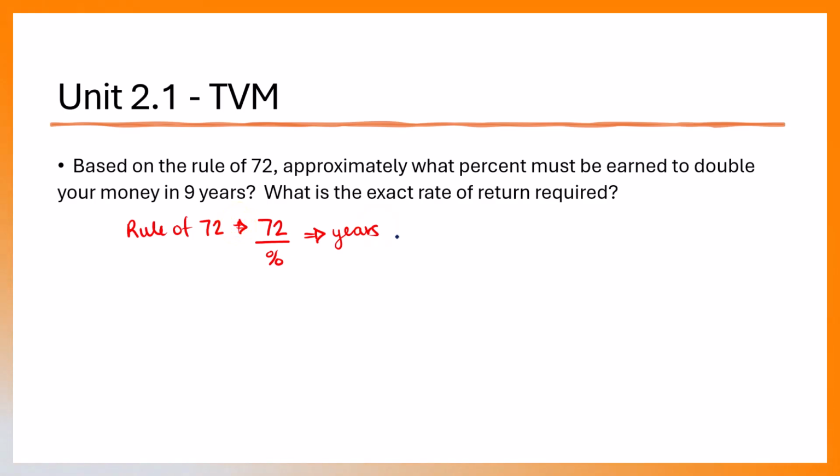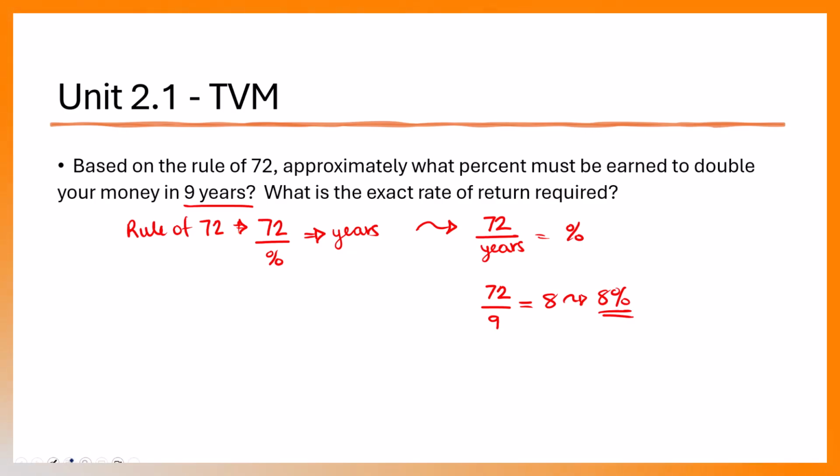Well, in this problem, it's a little bit different because we're going to rearrange the formula. If we rearrange the formula, we take 72 divided by years. That tells us the percent that we need to earn to double our money over this period of time. They have 9 years. We're going to take 72 divided by 9, which is exactly 8. So we need to earn 8% per year for 9 years to double our money.